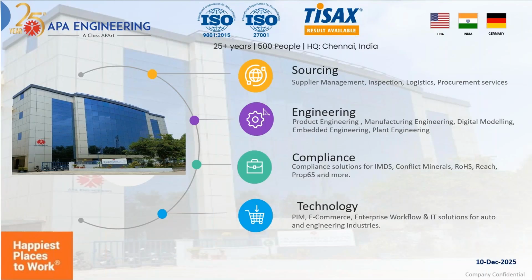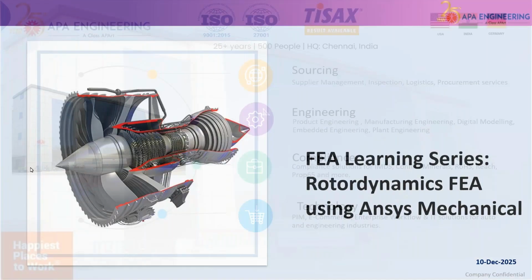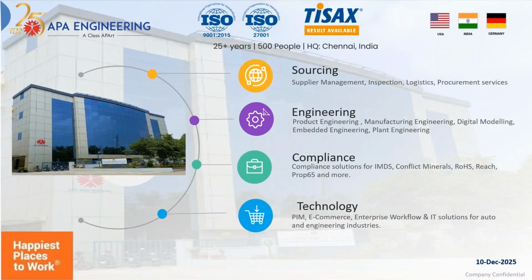Our services can be categorized into 4 divisions: sourcing, engineering, compliance, and technology. Very quick on the sourcing team, which helps our clients identify the right supplier for their manufacturing needs. We conduct quality audits during various stages of manufacturing, do pre-dispatch inspection, optimize logistics costs through consolidation at our warehouse, and ship the products to our client's doorstep. We'll talk about engineering in a bit more detail in the next slide.